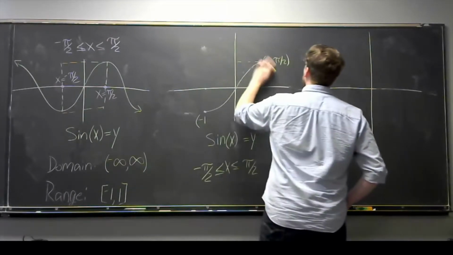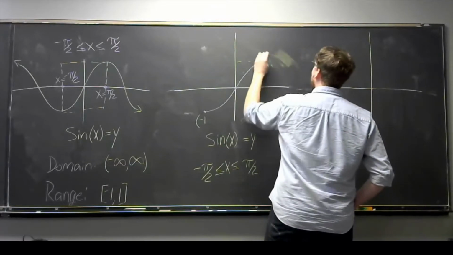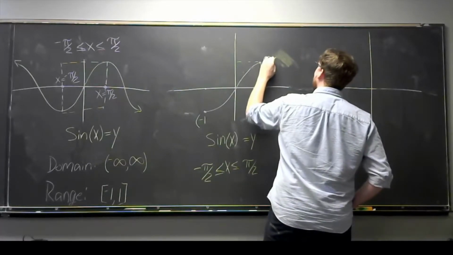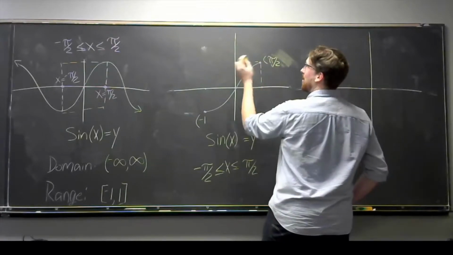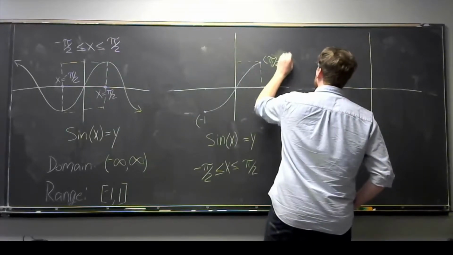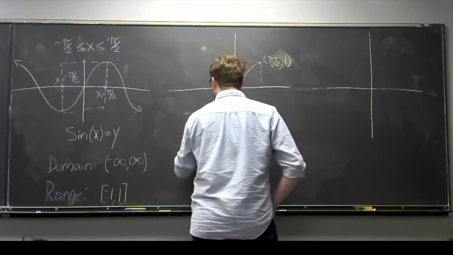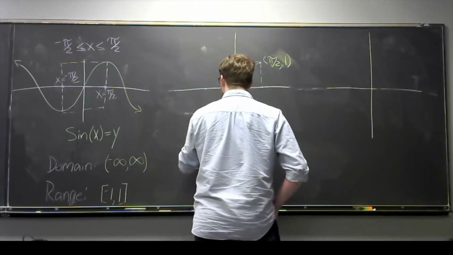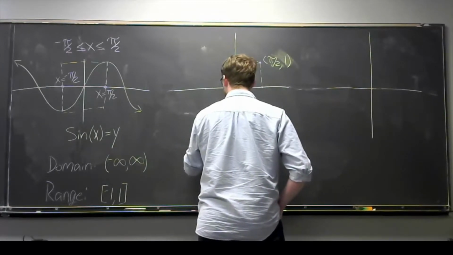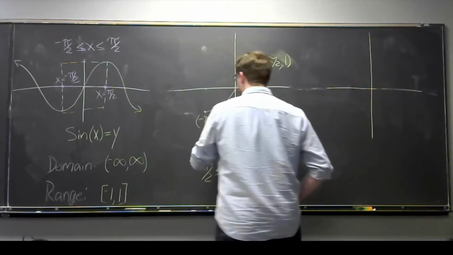My mistake, I wrote those backwards. Like I said, it is midnight. Or 1 o'clock, I mean. And this is negative pi over 2 and 1. Negative 1.